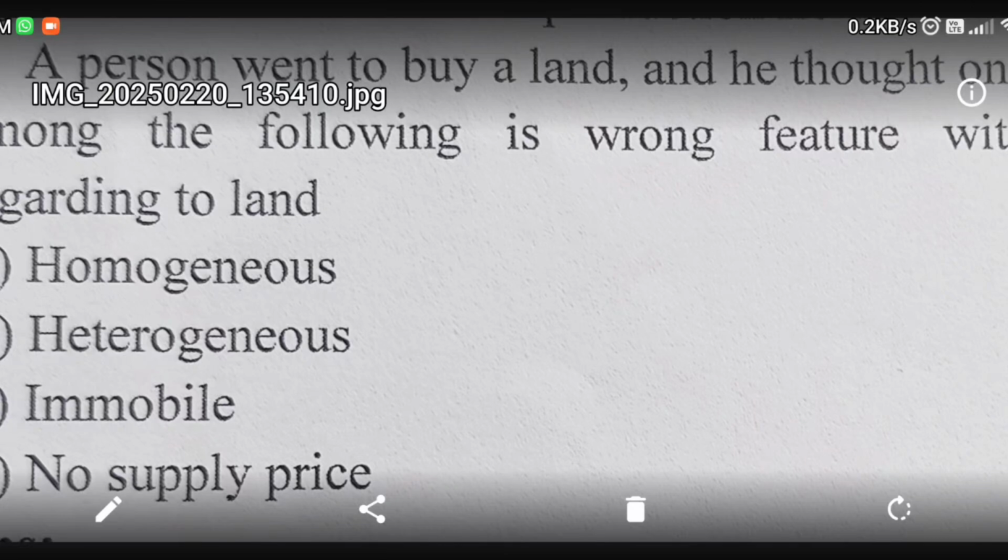A person went to buy a land. Which one among the following is a wrong feature regarding land? A is the right answer because land is not homogeneous. Land is not homogeneous, it is heterogeneous because each piece of land has unique characteristics such as location, fertility, topography and climate conditions.